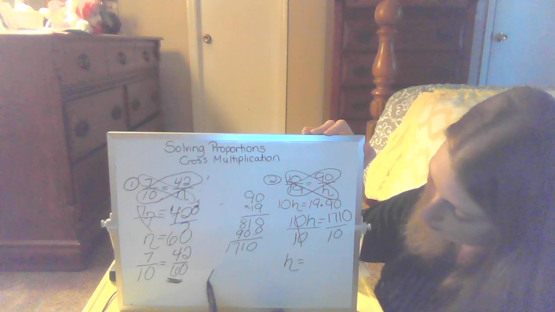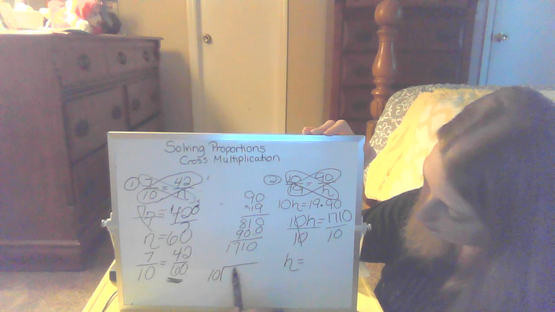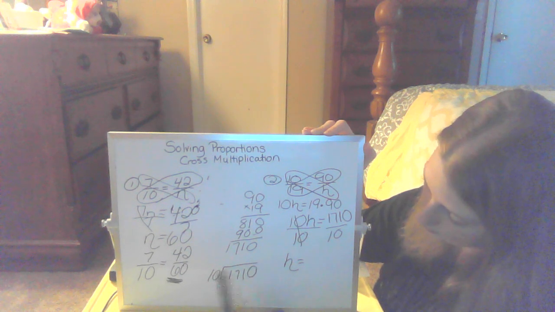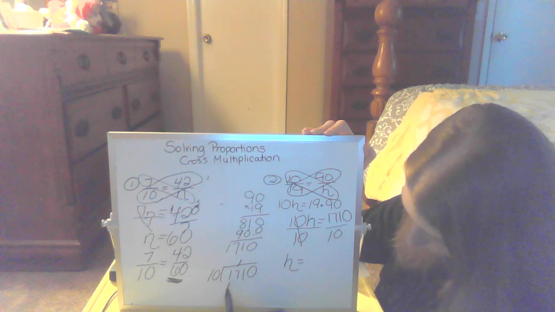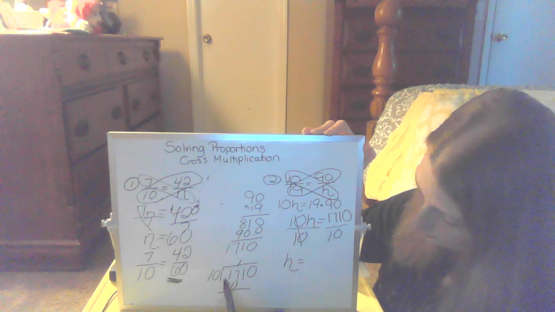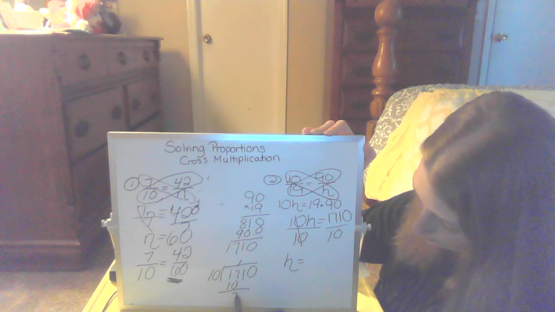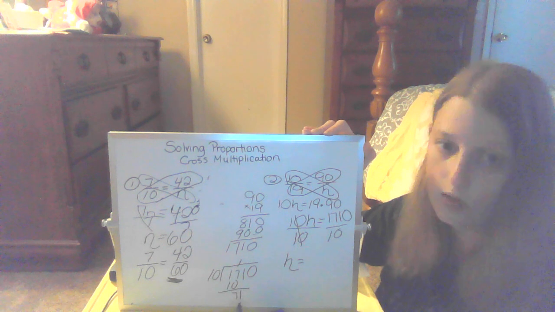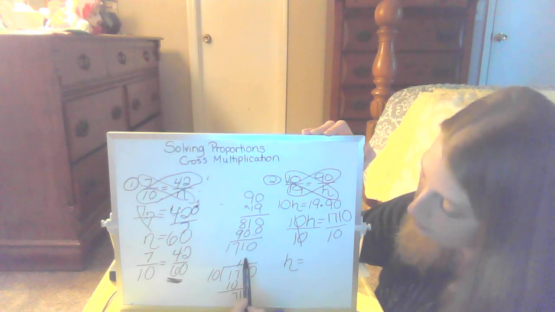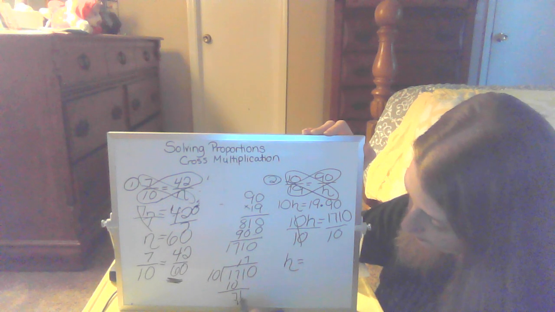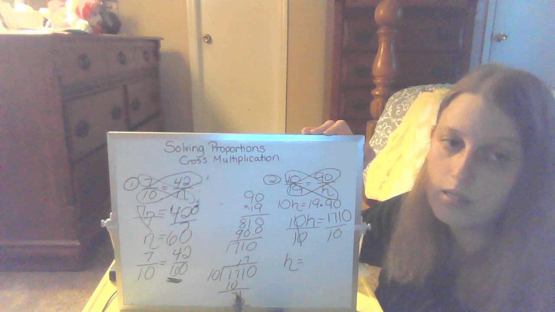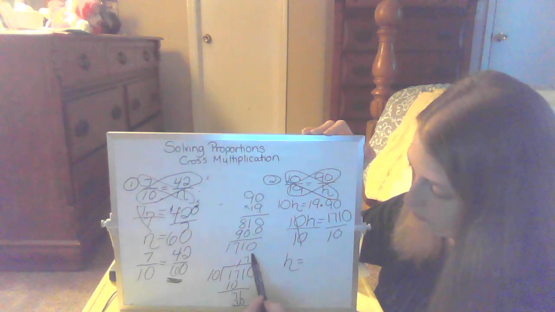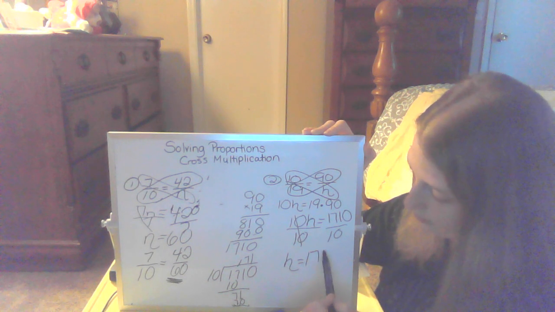So let's do our math down here. 1710 divided by 10. So 10 can go into 17 one time. So we'll write a 1 here, which is going to give us 10. And 17 minus 10 is going to give us 7, so we're going to bring that 1 down. And 10 can go into 71 7 times, which is going to give us 70. And 71 minus 70 is going to give us 1. And we know that's going to give us 10. So 10 goes into 10 one time. So our h is going to be equal to 171.